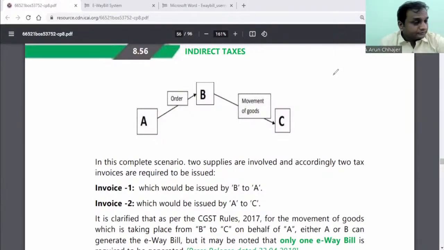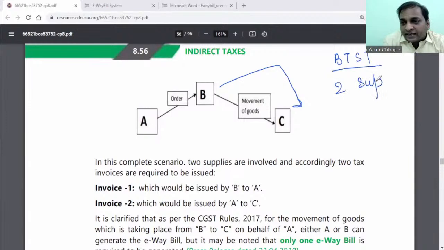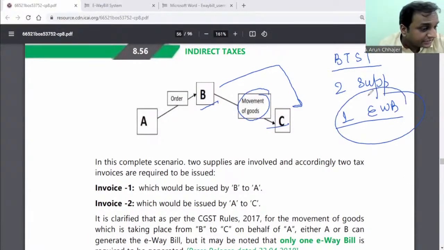So the goods would be moved directly from B to C. Now I hope it is clear. Now please confirm once again, in bill to ship to model, there are two supplies, but there is one Eway bill, because Eway bill depends upon the movement of the goods. Goods are directly moved by one party to another party, only one movement, therefore one Eway bill. Please confirm this is clear. There would be only one Eway bill, because in bill to ship to model there will be two supplies, but movement is only once, therefore one Eway bill.